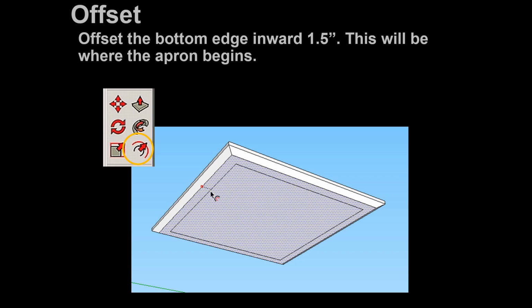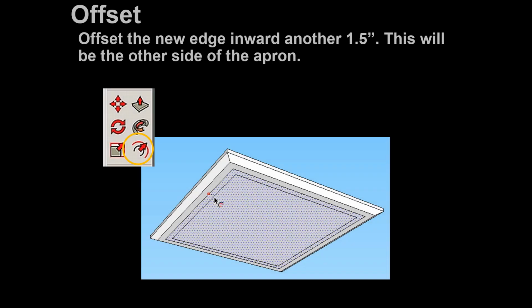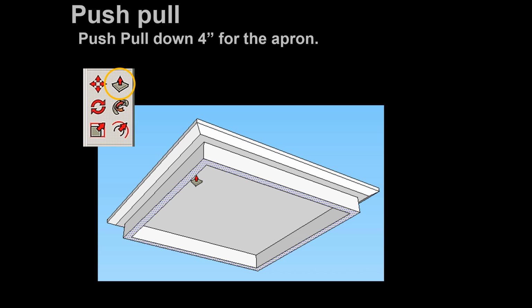We use the offset tool and click on the edge and drag inward. So click on the edge and drag inward 1.5, and that's going to begin the apron of the table. Then we're going to drag that inner line in again, another 1.5. So we did it twice. So we got parallel lines around the perimeter. And then we pull those parallel lines down for 4 inches, and this will give us our apron.